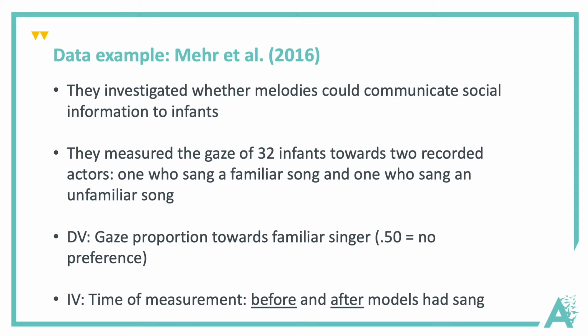Each actor then sang one song. One sang using a familiar melody the infants had heard at home, and the other sang using an unfamiliar melody. They then measured how long the infant spent looking at each actor for a second measurement. The dependent variable was expressed as the proportion of time spent looking at the actor who would sing the familiar melody. A value of 0 would be no time, and a value of 1 would be 100% of the time. In the following screencast, you will see how to conduct a paired samples t-test in SPSS using this data.